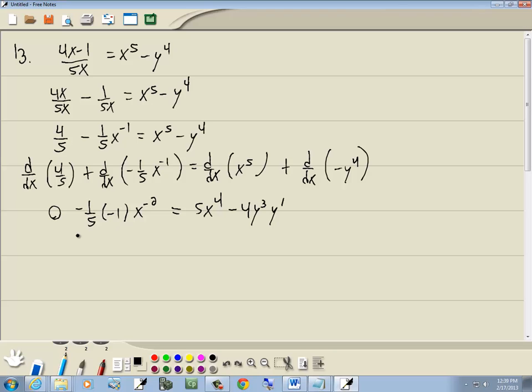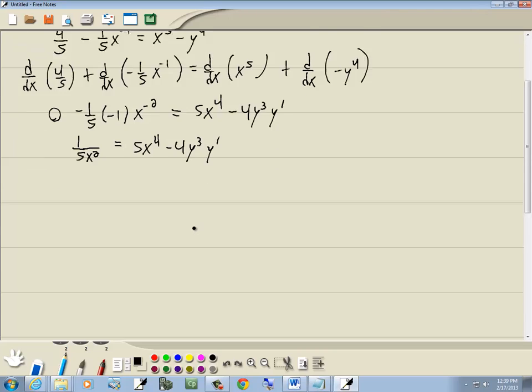Okay, negative 1/5 times negative 1 gives us positive 1/5. And with x to the negative 2, I can go ahead and take it downstairs here. So we get 1 over 5x squared equals 5x to the fourth minus 4y to the third y prime. Now we want to solve for y prime.